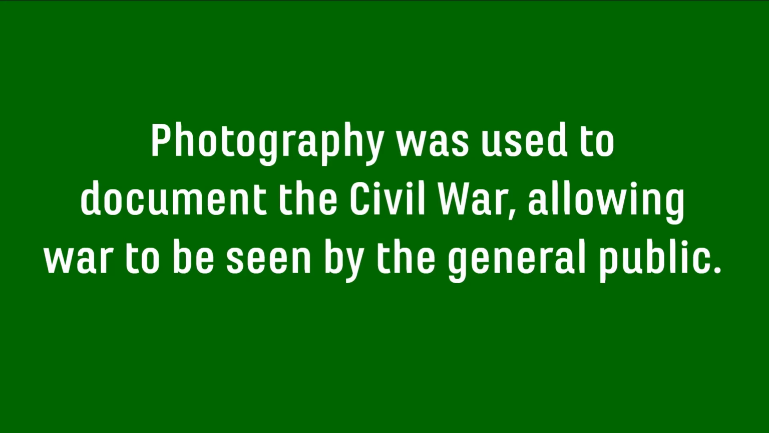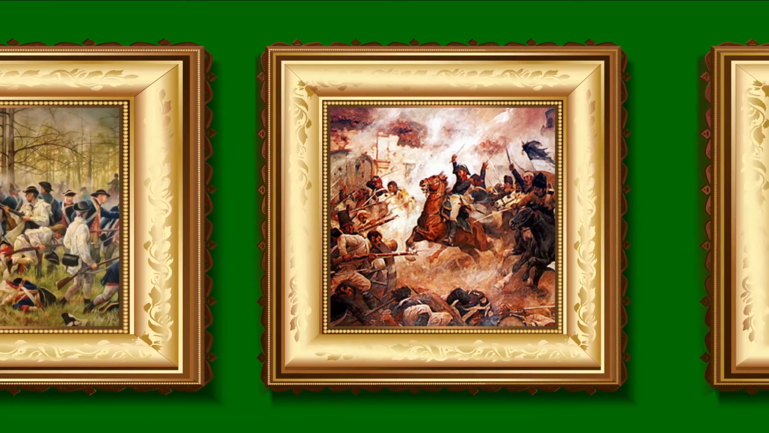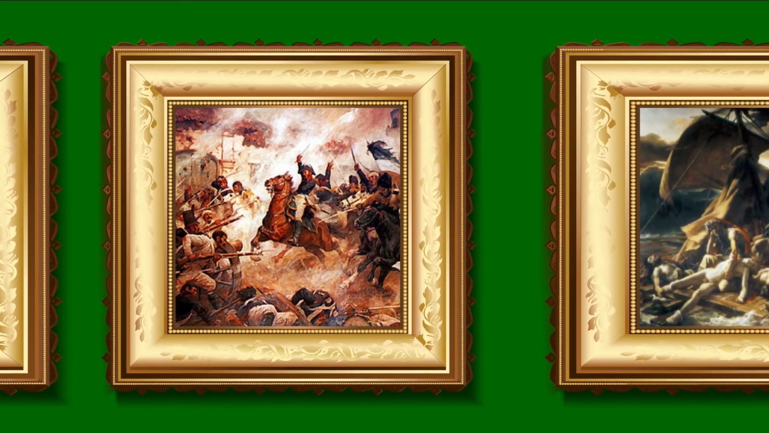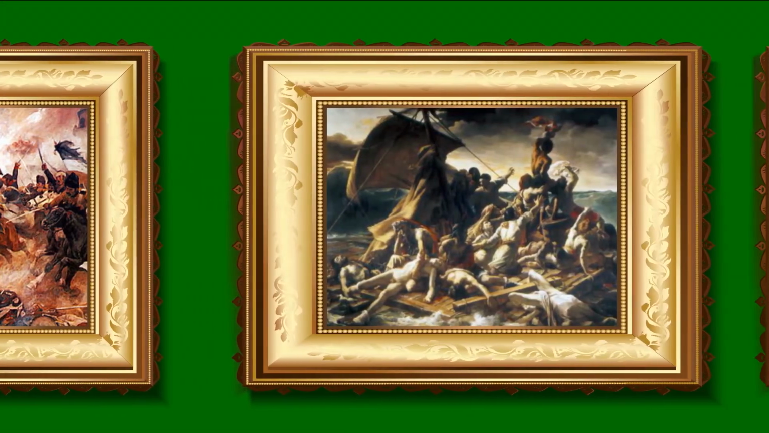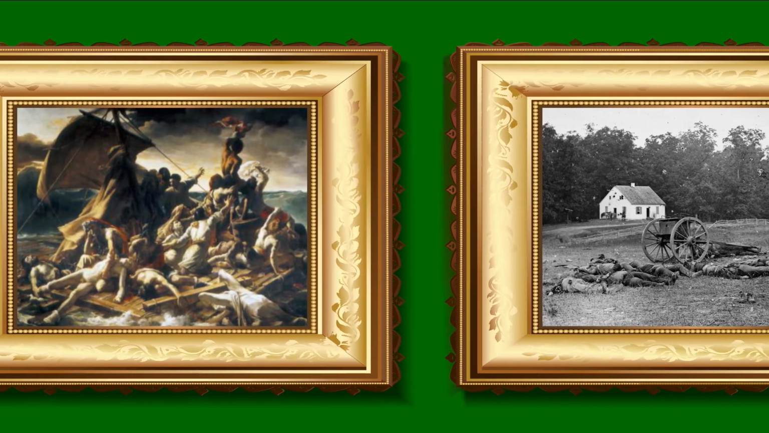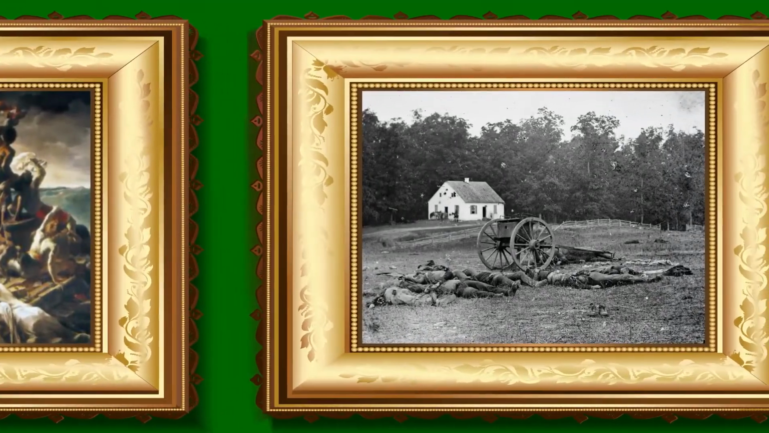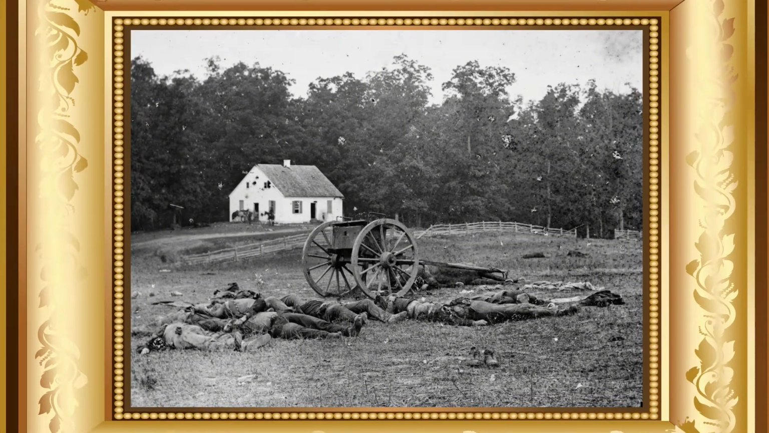Photography was used to document the Civil War, allowing war to be seen by the general public. Prior to the Civil War, artists would paint interpretations of the battlefield, but with photography, images of war were seen with realistic accuracy. During Victorian Europe, war was seen as romantic and brave, which still carried relatively true in America before photographs of the Civil War emerged and documented the realism of it.